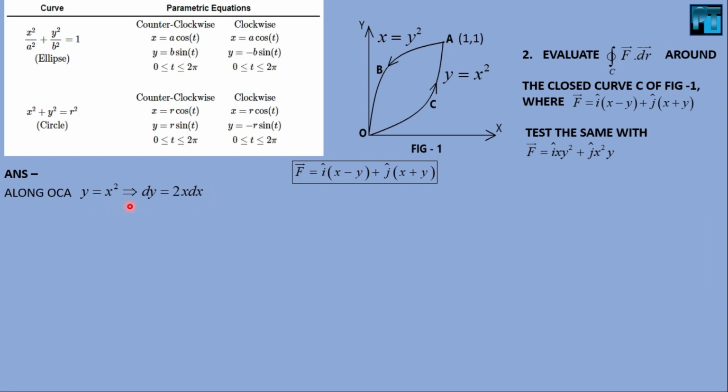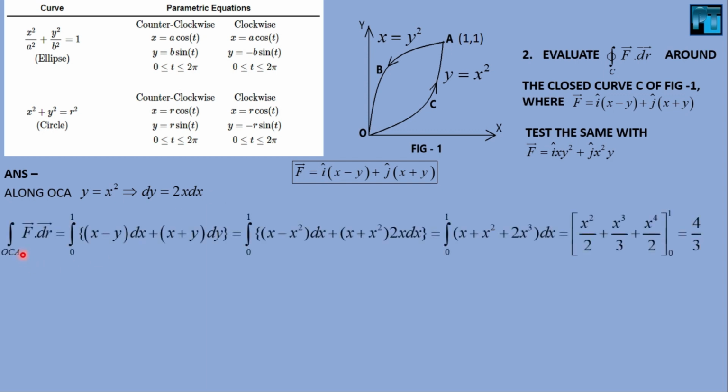Now for y equal to x square, dy equal to 2x dx, we can simply transform this F dot dr, where all the y's are transformed into x. This is y equal to x square, this is y equal to x square, this dy is 2x dx, and the integral becomes 0 to 1 of x plus x square plus 2x cube dx. See, this is (0,0), this is (1,1), so the limit of x varies from 0 to 1. And this gives the answer 4/3.